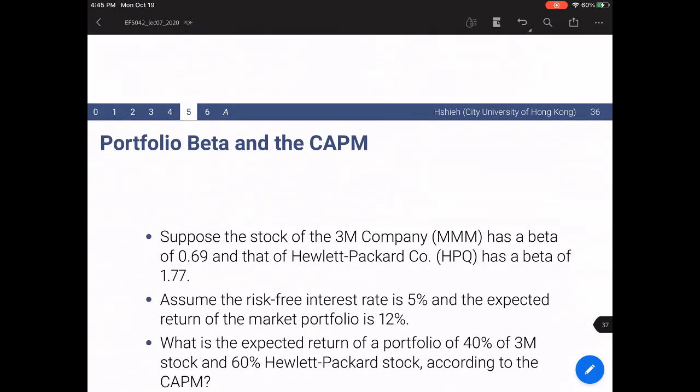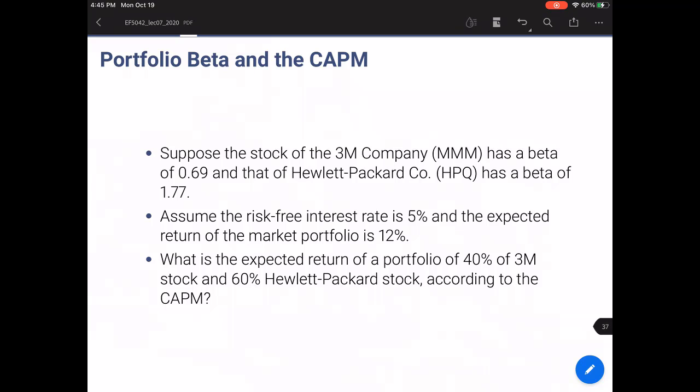Suppose we have a stock of 3M company, and it has a beta of 0.69, and Hewlett Packard has a beta of 1.77. If we assume the risk-free interest rate is 5% and the expected return on our market portfolio is 12%, we can derive what the expected return on the portfolio of 40% 3M and 60% HP according to CAPM.